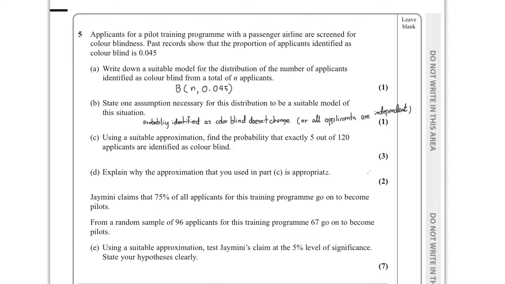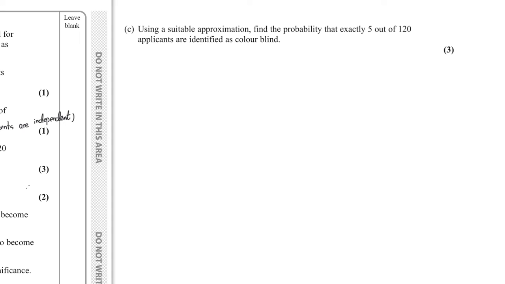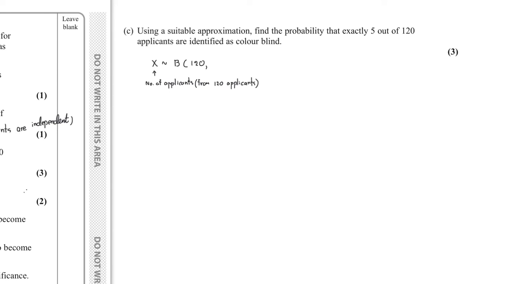In question C, using a suitable approximation, find the probability that exactly 5 out of 120 applicants are identified as colorblind. First, we are going to define a random variable for the original binomial distribution. So we let X be the number of applicants from 120 of them. We have 120, that is the total number of applicants, that is n. And the probability that each of them will be colorblind is 0.045. So this is the original distribution.